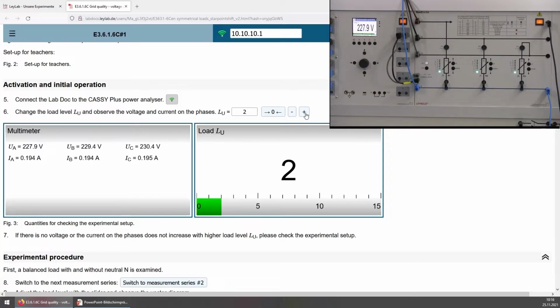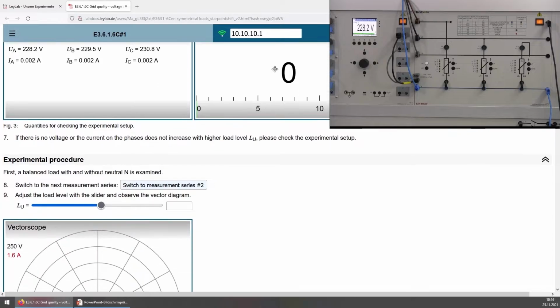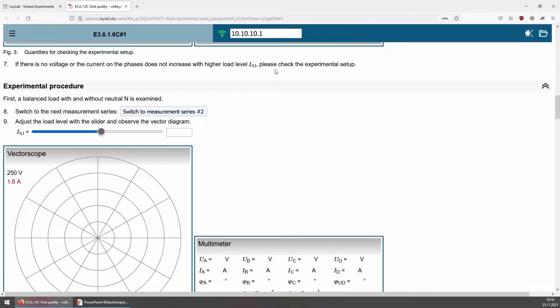And you can see in the picture-in-picture that the load level is increasing, and the power analyzer measures an even current on each phase. So the setup is built correctly. And now I can turn off the loads again. Then we can start with the experimental procedure. At first, we want to measure a balanced load with and without the neutral connection N. We will switch to the correct measurement series.